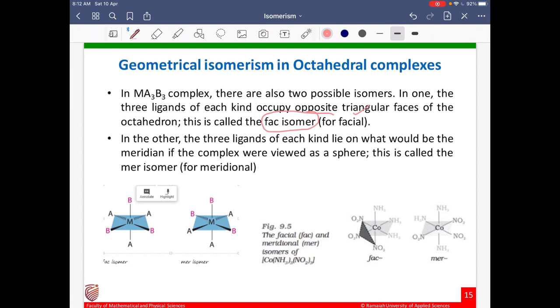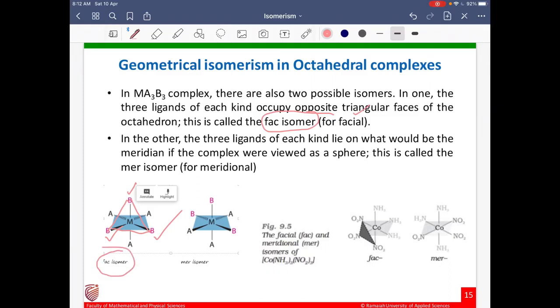So here we can see three ligands, the same ligand, occupy triangular faces. If I join all these, we will get a triangle. So it's a triangular face of the octahedron structure. That's why this isomer is known as facial isomer.